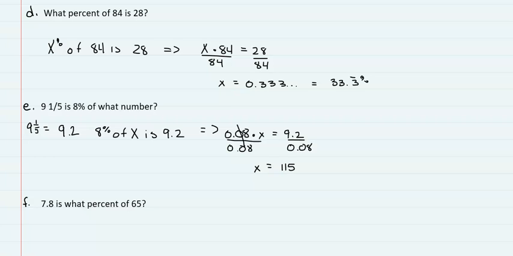So go back and double check. 9 1/5 is 8% of 115. That makes sense. So make sure it does. All right, the next one, 7.8 is what percent of 65?